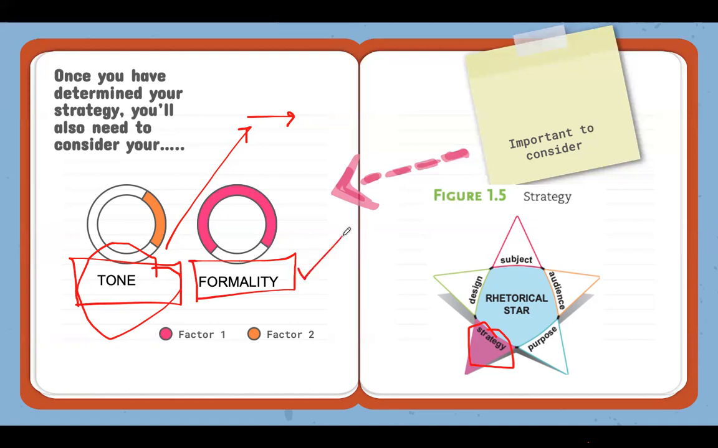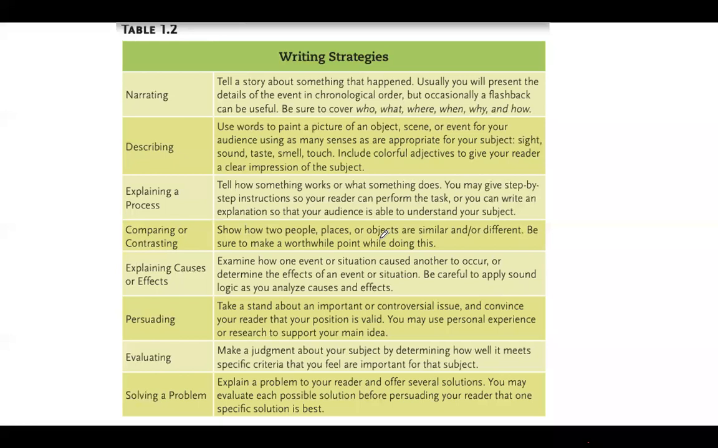So tone can be formal as well and informal as well. When you're writing to a friend, then tone is informal. All right. That's strategy. So what are the writing strategies in composition, in any sort of writing? So here you can count from here: 1, 2, 3, 4, 5, 6, 7, 8. You have to keep these 8 writing strategies in your mind.